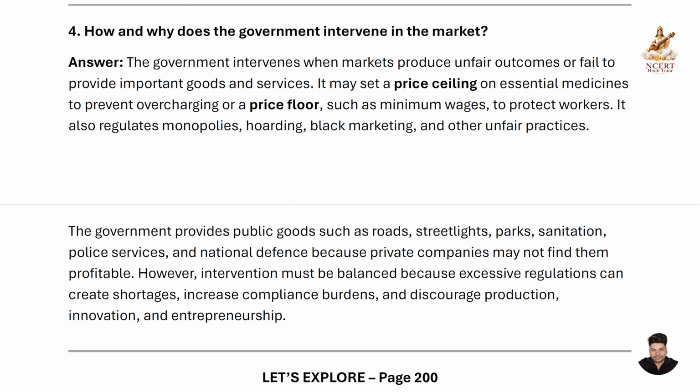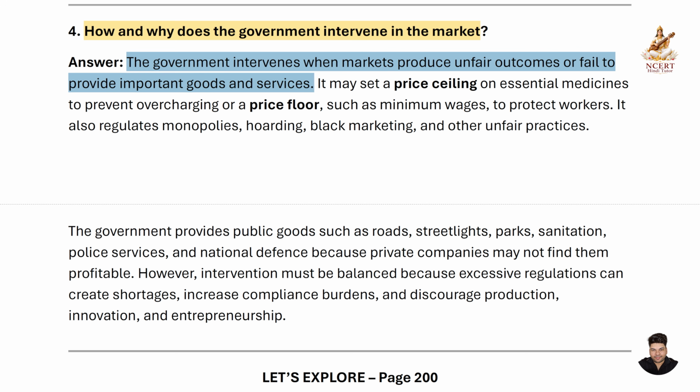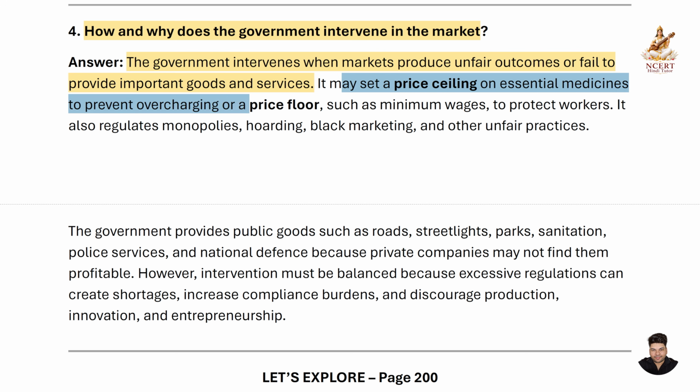Question 4. How and why does the government intervene in the market? Answer. The government intervenes when markets produce unfair outcomes or fail to provide important goods and services. It may set a price ceiling on essential medicines to prevent overcharging or a price floor such as minimum wages to protect workers. It also regulates monopolies, hoarding, black marketing, and other unfair practices.